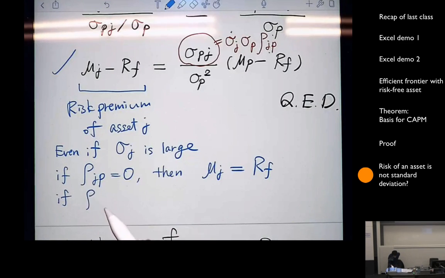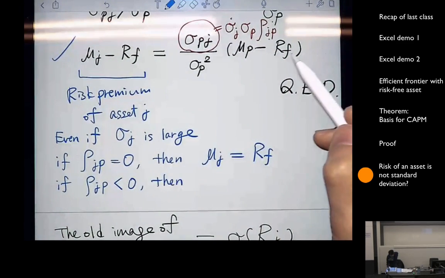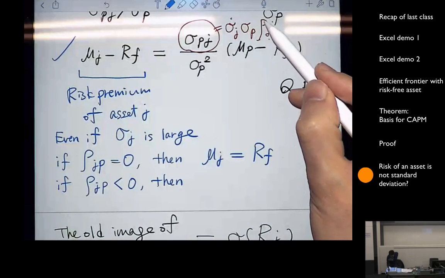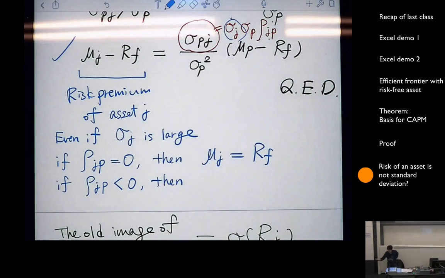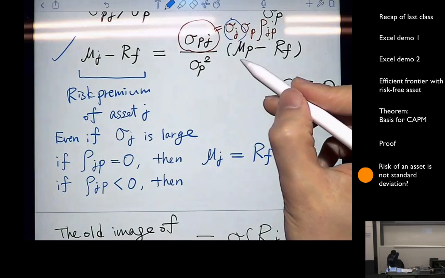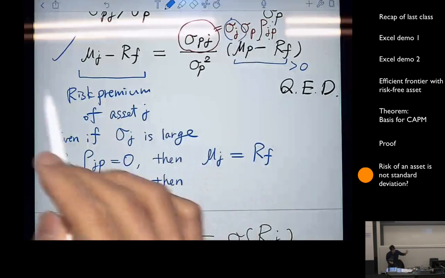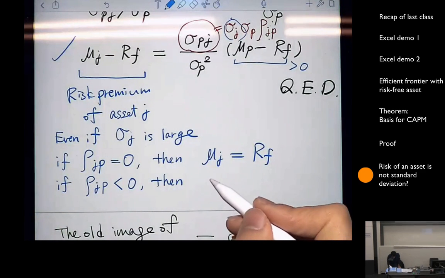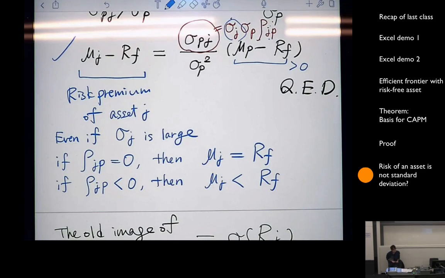If GSK's correlation with the tangency portfolio is negative, then the right-hand side is, if rho GP is negative, even if the standard deviation of GSK is very large, the right-hand side is negative. The left-hand side, this part, is usually always positive. So the right-hand side is negative if the correlation coefficient is negative. The left-hand side should also be negative, which means that GSK's expected return is smaller than the risk-free rate, the interest rate that you can get by buying the risk-free asset.